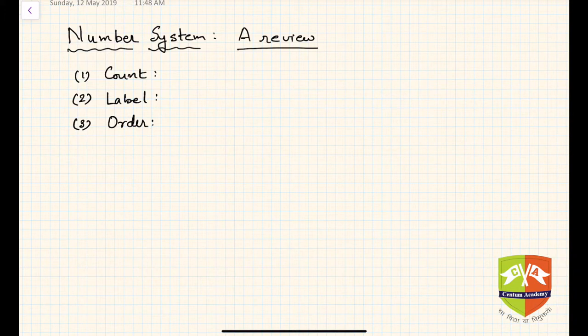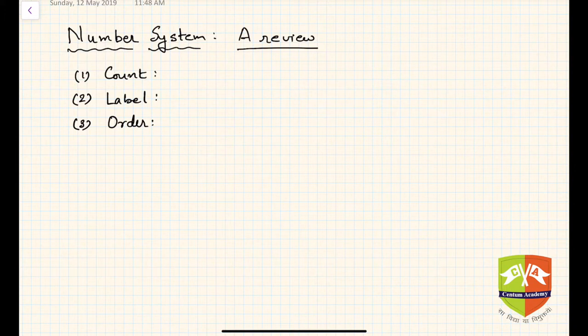Another utility you can also think of is order, right? Ranking. For example, someone comes first in the race, so there is a first rank, then there is a second rank, and so on and so forth. In exams like IIT JEE, there is an All India rank. So there also there is an order. You must be given some merit rank in your class. So that's an order. All these are utilities of numbers.